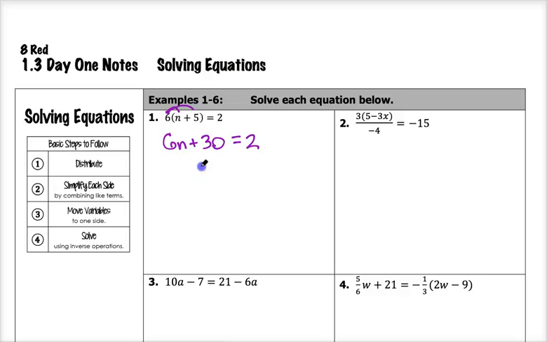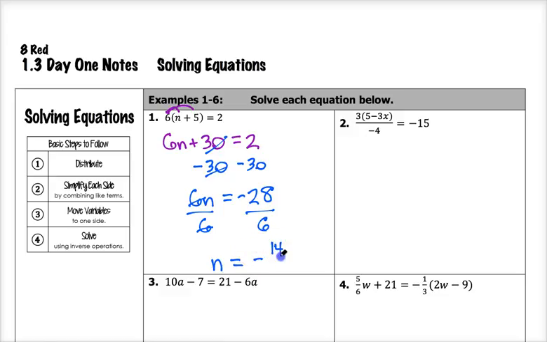So we'll subtract 30 first from both sides to get 6n equals negative 28, and then we'll divide both sides by 6, and we'll get an improper fraction for our answer here. n equals negative 28/6, which reduces to negative 14/3.